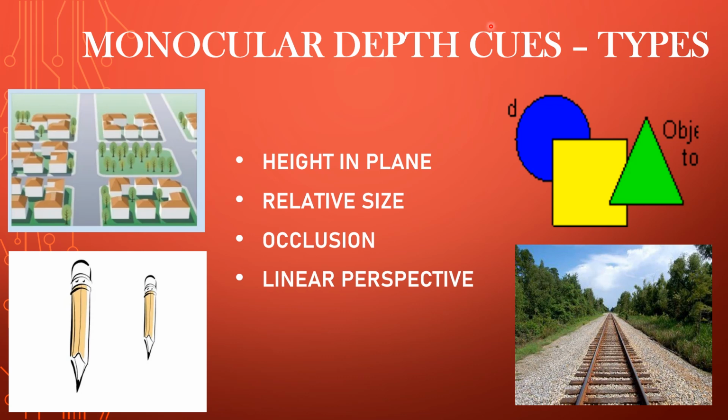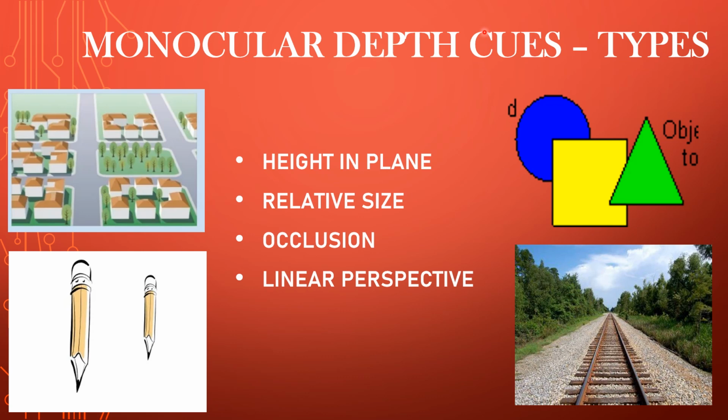Then comes occlusion. Here, when an object hides another object, the object in the front we perceive as closer to us, and the object behind we perceive as far away from us. Here we perceive the triangle as closer to us than the square, and the circle, which is again overlapped by the square, is perceived as far away from us. So that is occlusion. When one image partially hides the other, then we feel like the hidden thing is far away from us.